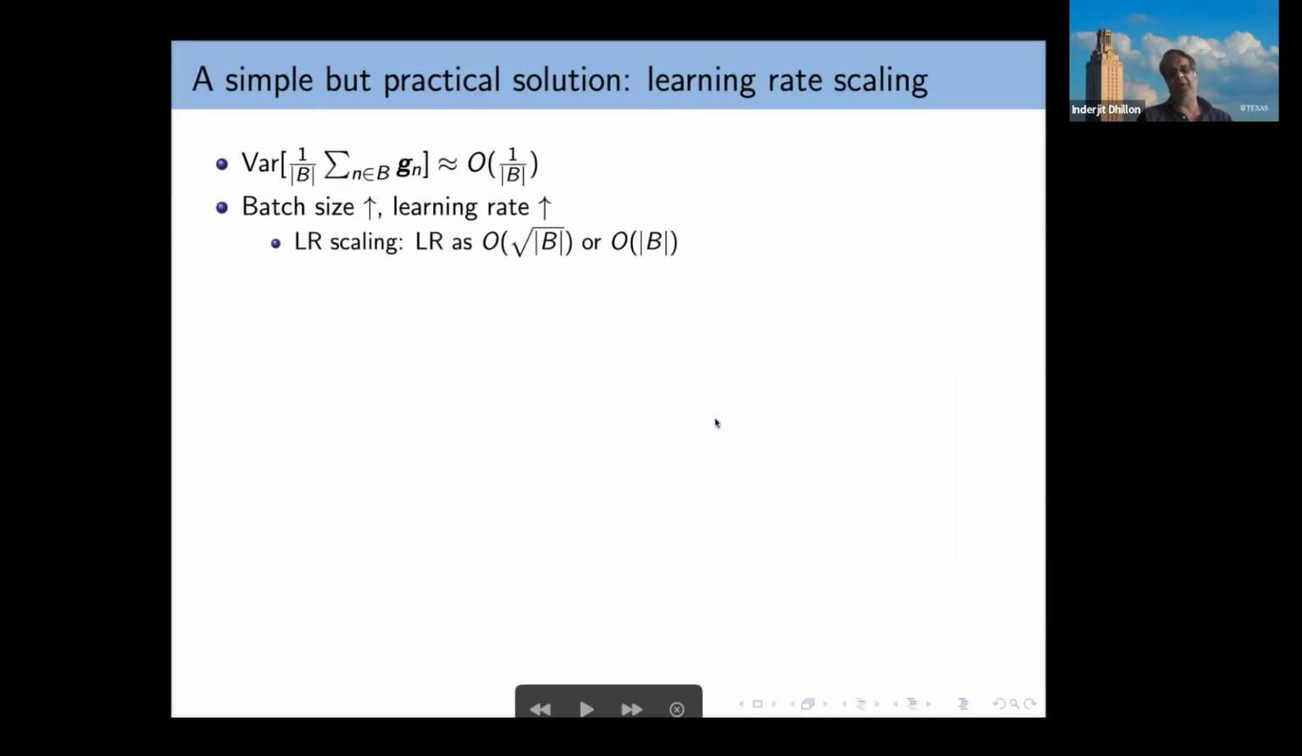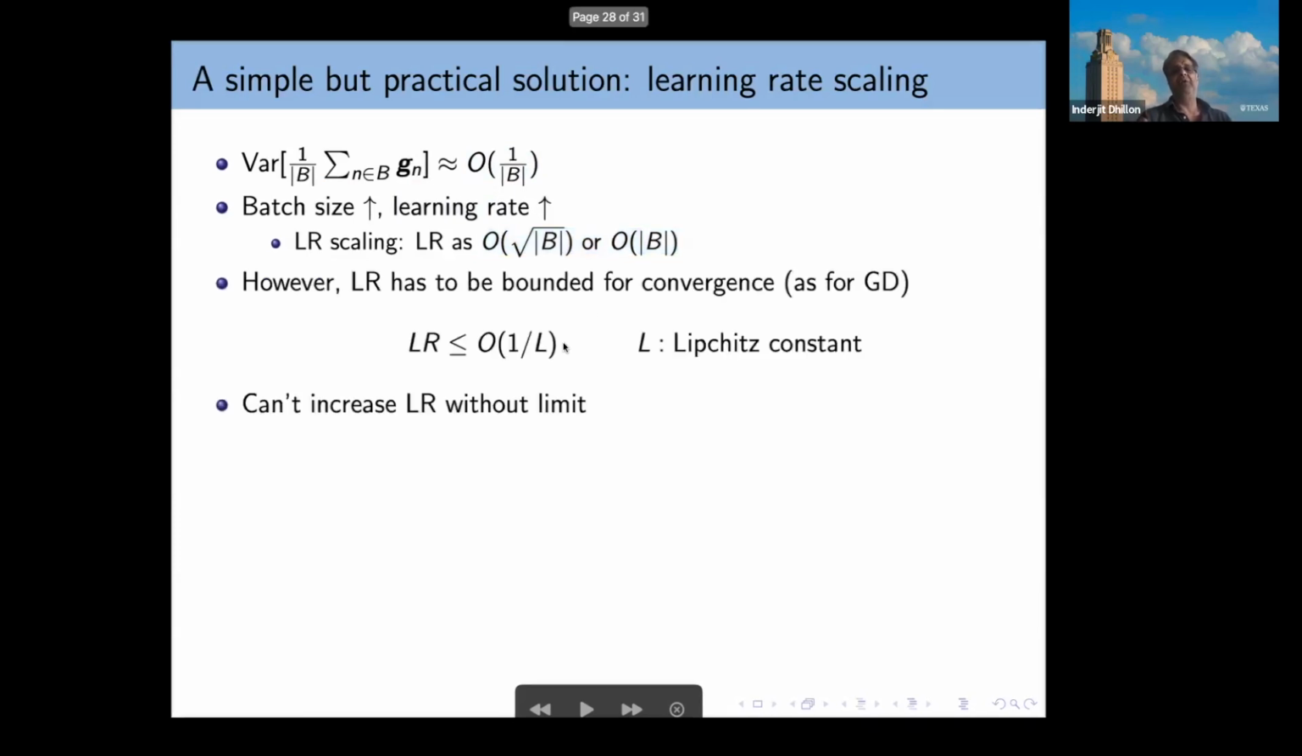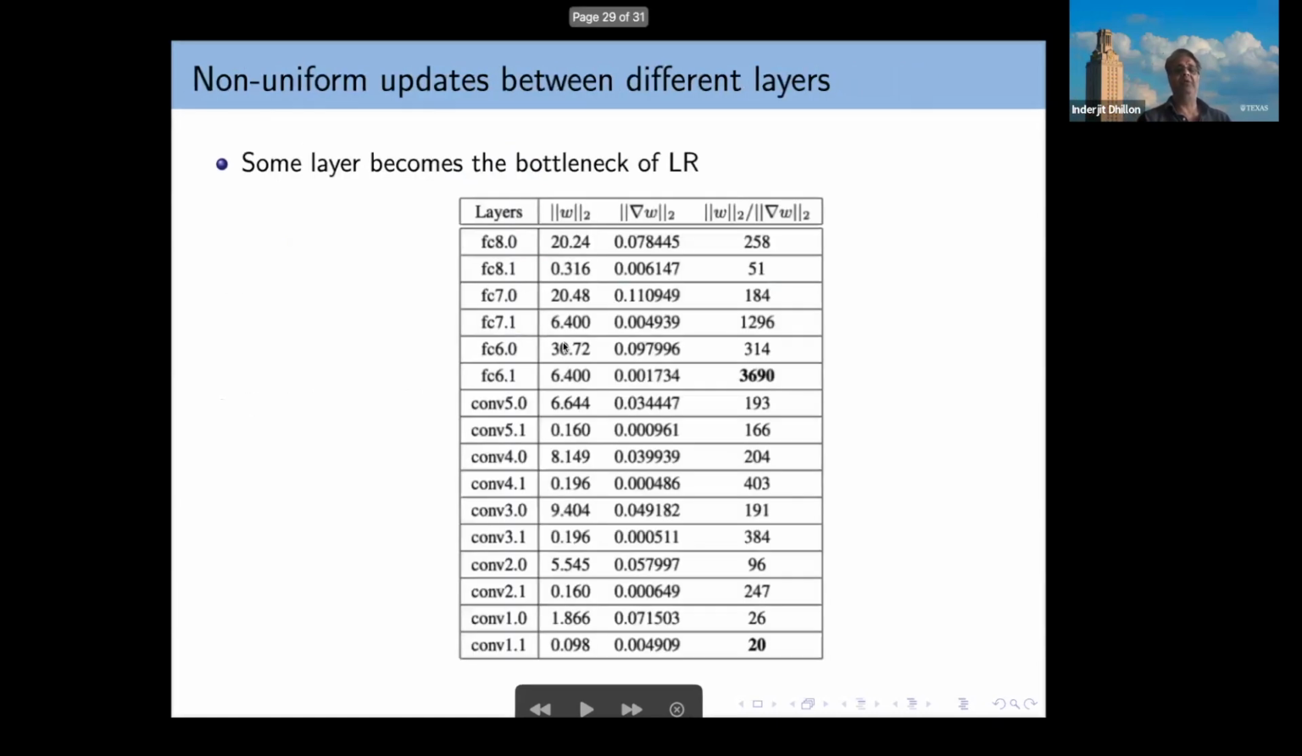And so one potential thing to do is that as you increase batch size, you can also increase the learning rate. The justification is that when you look at the variance of the estimator, it scales as 1 divided by B, and you can change your learning rate so that it also increases. But the problem is that you cannot keep on increasing it, because for convergence, you can't have the learning rate be too large. So you cannot increase the learning rate without limit.